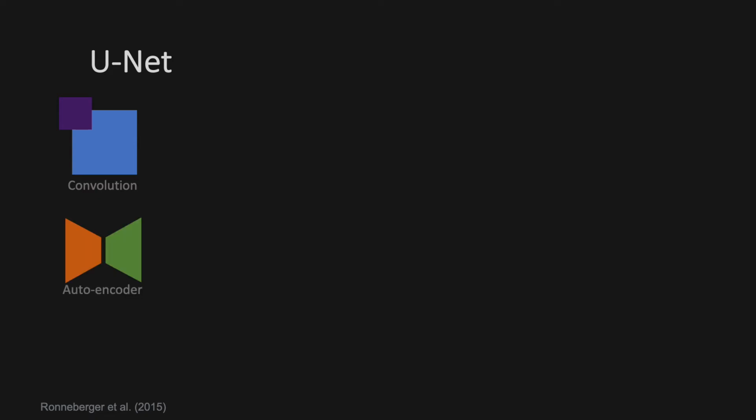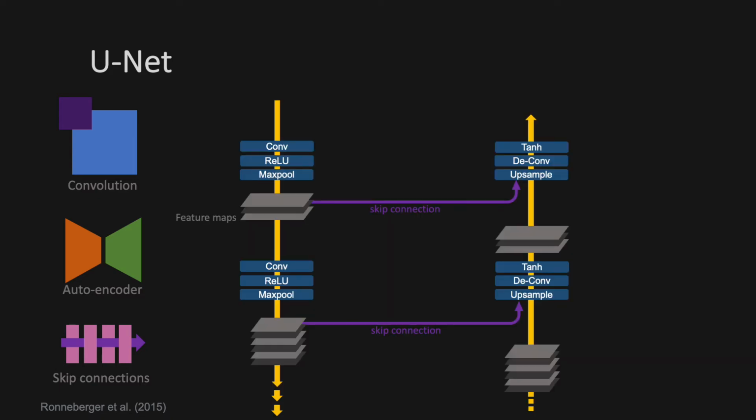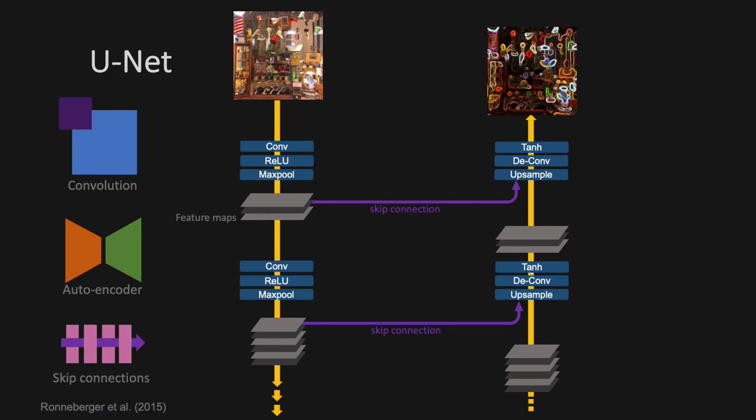So the backbone of our model is UNet. UNet was developed in 2015 by Ronneberger and his colleagues. It includes convolution layers and has an autoencoding structure. Also, it includes skip connections, or lateral connections. It takes an image and in the output, it gives us the segmented image with all the objects segmented out.